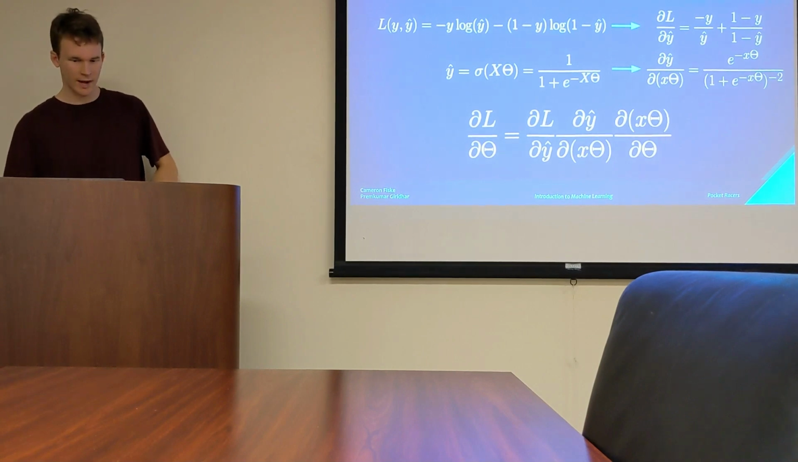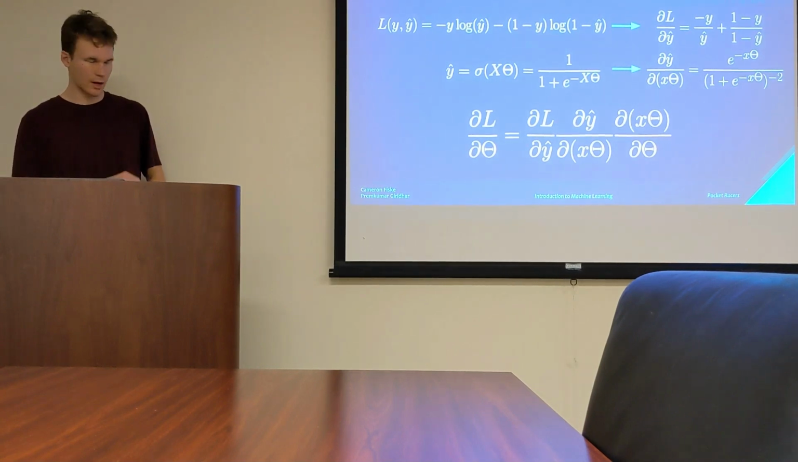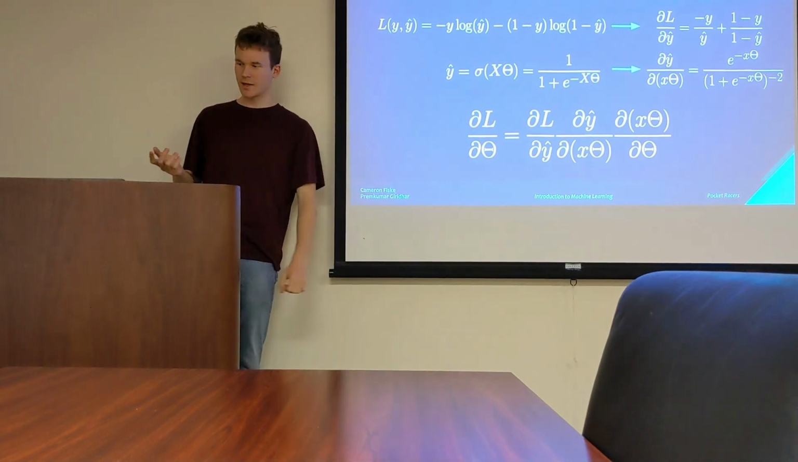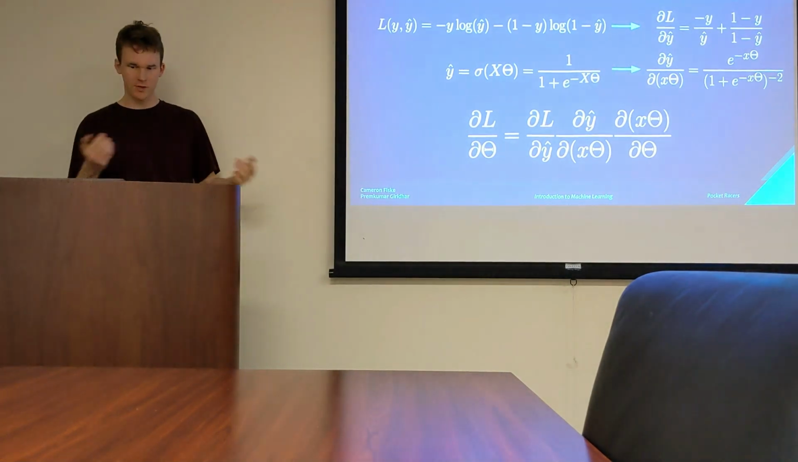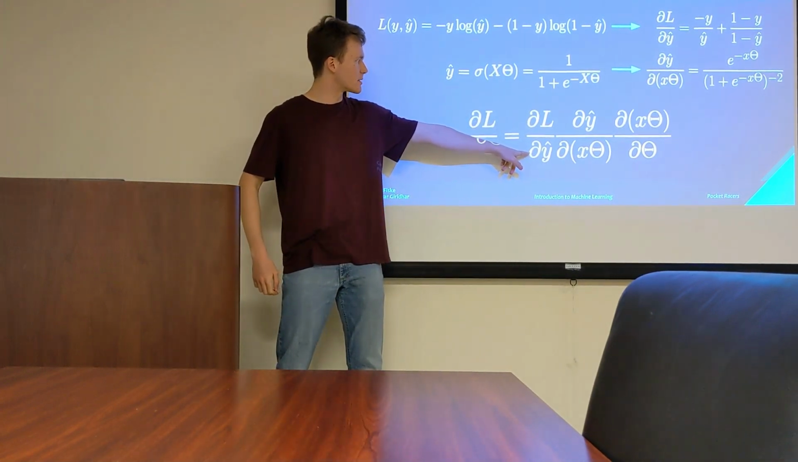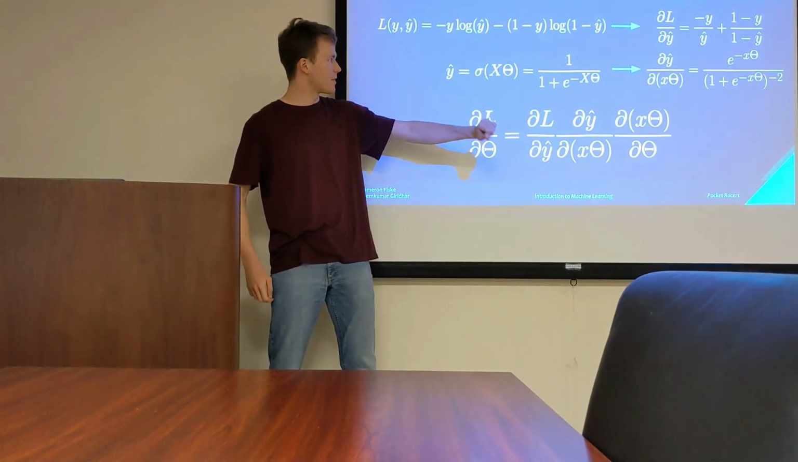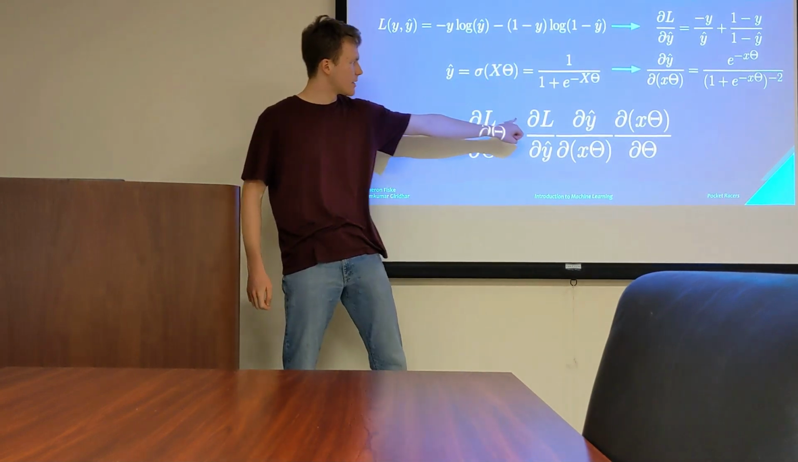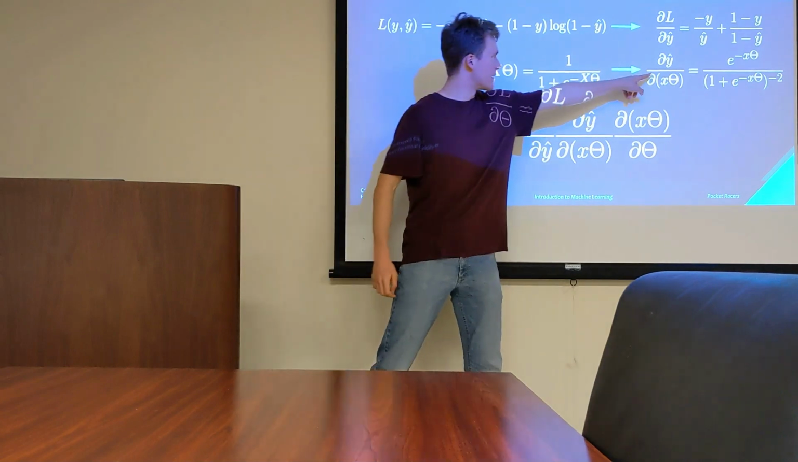So now we're just going to add this all to gradient descent. We're still trying to find dL/dθ, and we can use the chain rule to find this. So dL/dŷ is going to be the gradient of the sigmoid function. So that's going to be this right here.